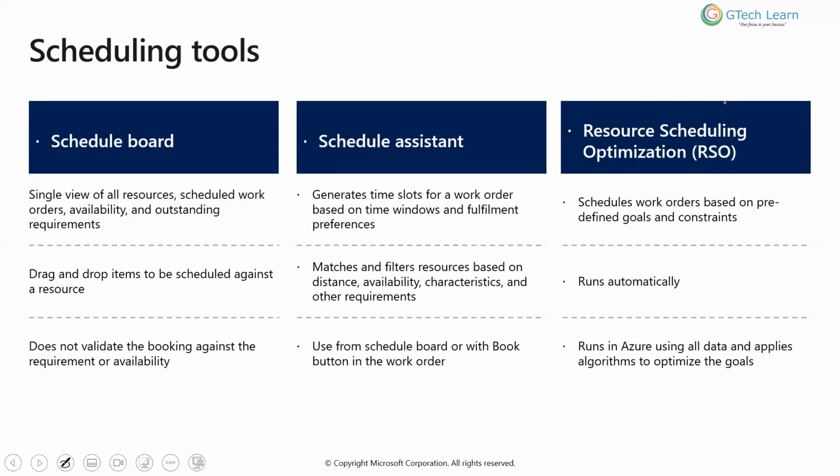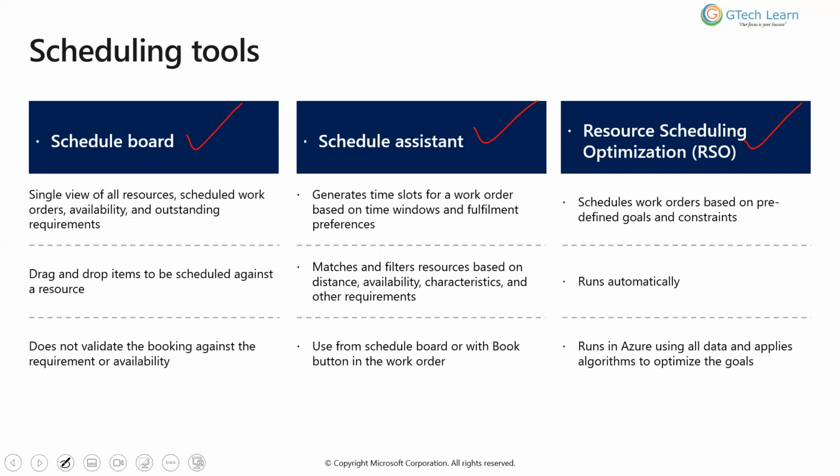For a manual process, we can utilize the schedule board. For a semi-automated process, we can utilize the schedule assistant. For a fully automated process, we can utilize the resource schedule optimization. Let's talk about how to work with all those concepts in real time.